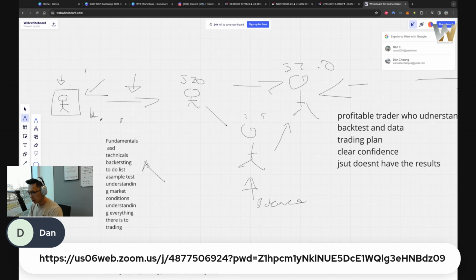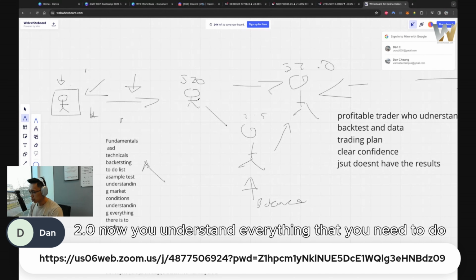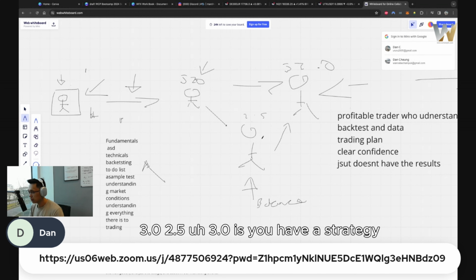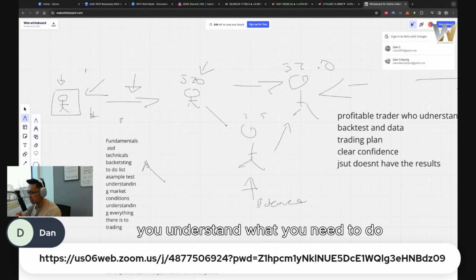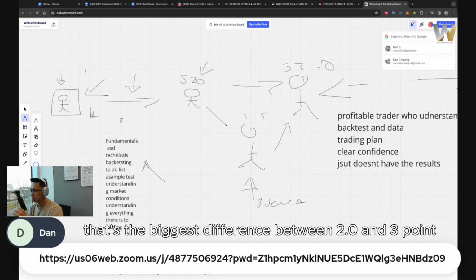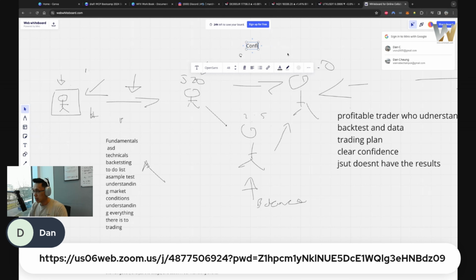Now, this is 1.0. At 2.0, you understand everything that you need to do. The transition between 2.5 and 3.0 is that you have a strategy, you understand what you need to do, but you still haven't got the fine refinement. You don't have the confidence. The confidence is the most important thing. That's the biggest difference between 2.0 and 3.0.